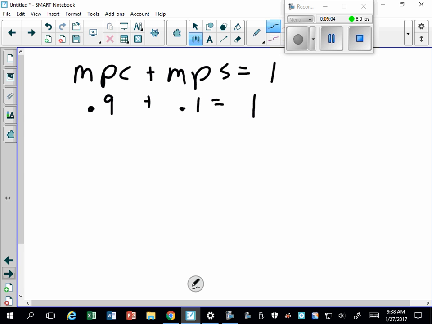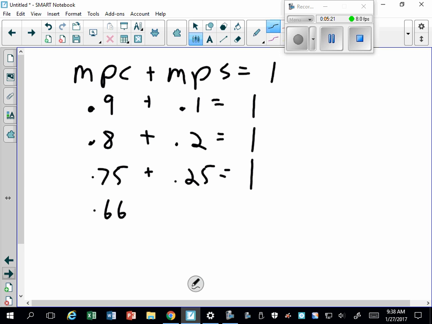Okay? If they tell you this is 0.8, they are also telling you this is 0.2. If this is 0.75, they are telling you this is 0.25. If this is, we'll just kind of keep going here. Obviously repeating here on both of these, close enough.